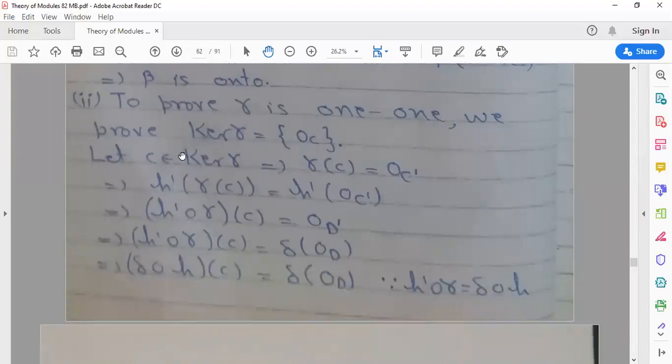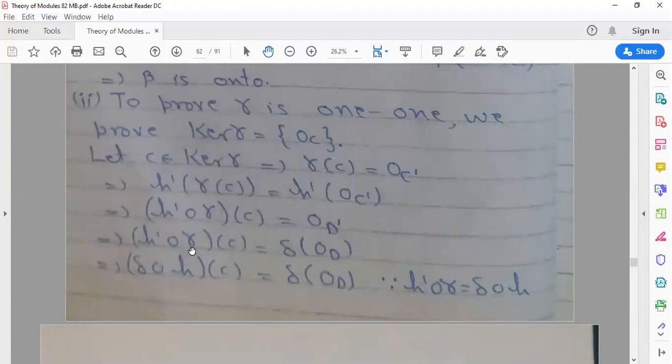So this is a very similar proof. We similarly take an element from the kernel. The result is that when we assign this element to the function gamma, the result will be 0. After this we take h' on both sides. So we take the composition of function. Here also this is equal to 0 in D'. Here also we write again, and this is equal to δ' of 0 in D'.